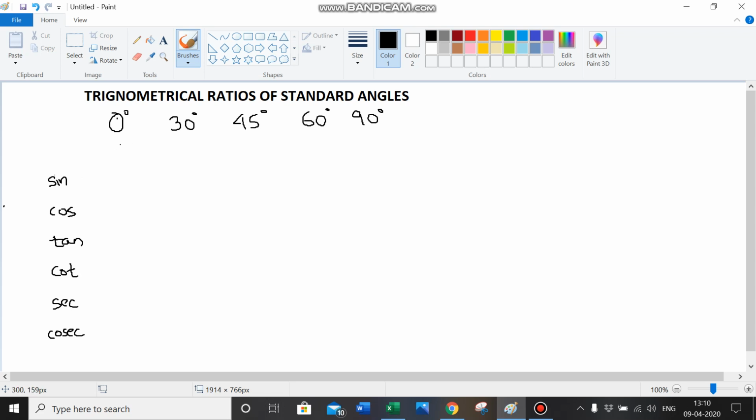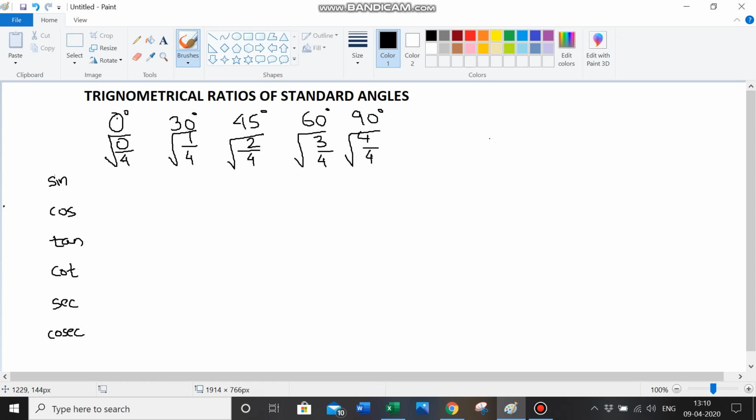A simple way of learning this is first write 0, 1, 2, 3, 4. So we have 5 different angles. We write from 0 to 4. Next step, divide by 4. And the final step, take the square root of this value.